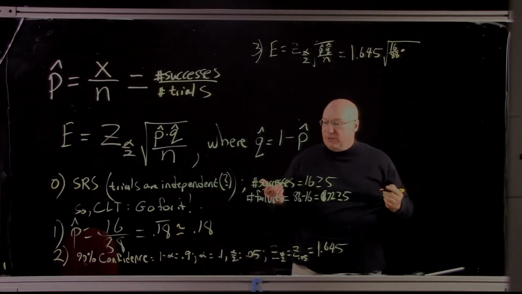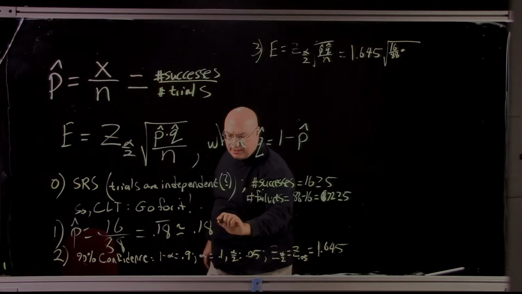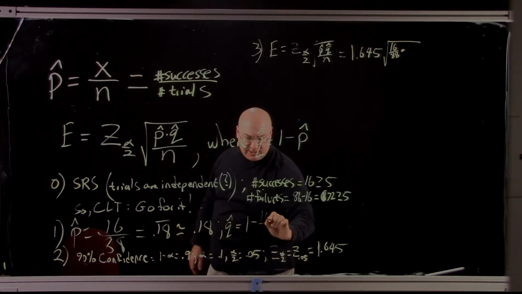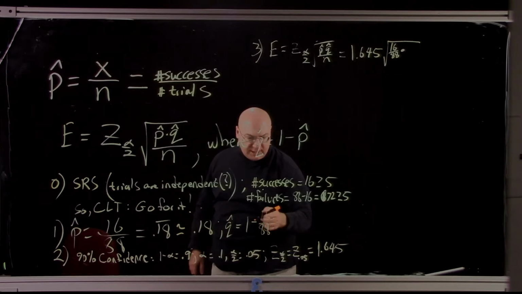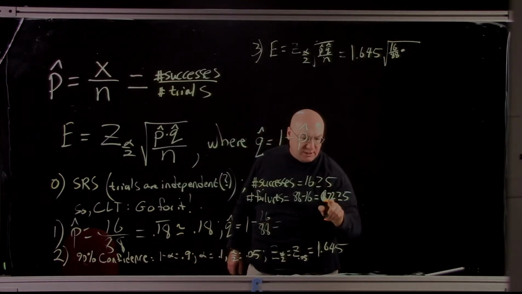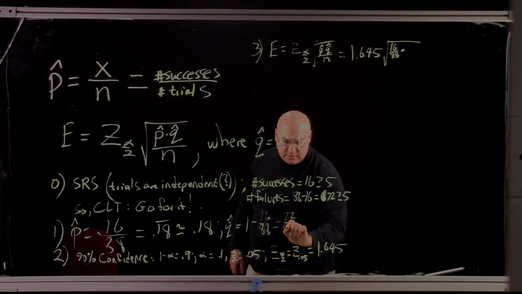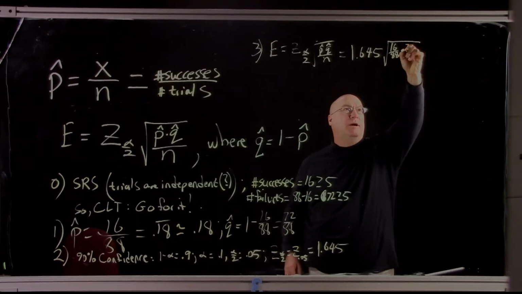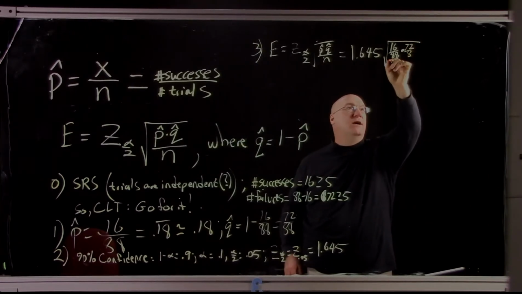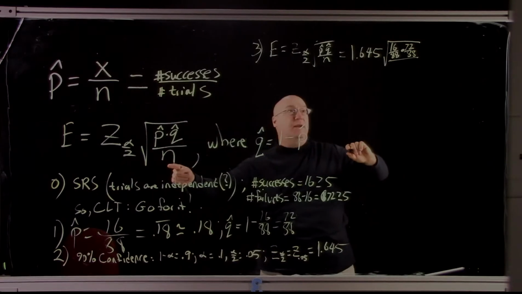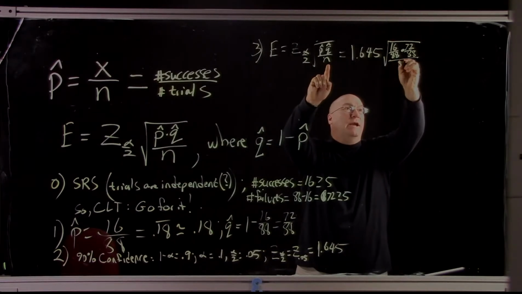What's q hat going to be? Q hat, we can do it right here. Q hat is 1 minus 16 over 88, and that will be 88 over 88 minus 16 over 88, which is 72 over 88. It's the number of failures divided by the total number of trials. And then what do we divide by? We divide by n. So again, that's 88.